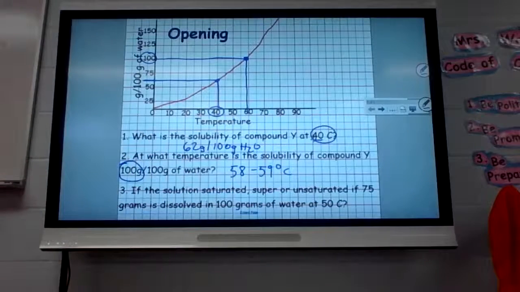All right, and the last one. The solution, let's just say, not if. Is the solution saturated, super, or unsaturated if you have 75 grams in 100 grams of water at 50 degrees Celsius?